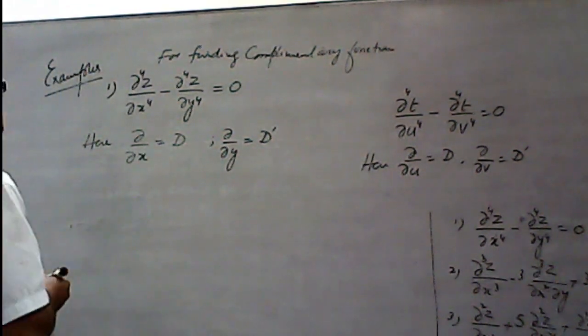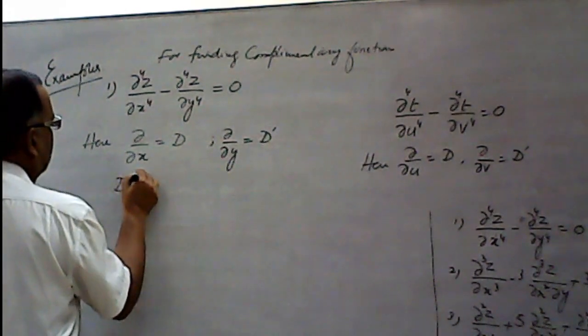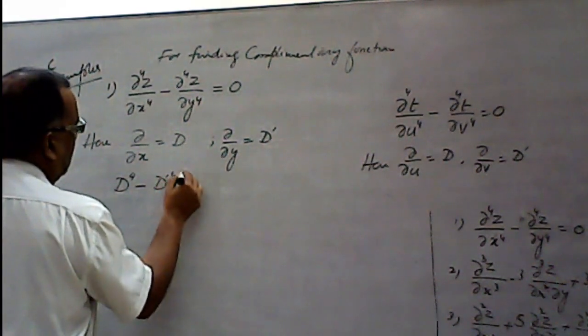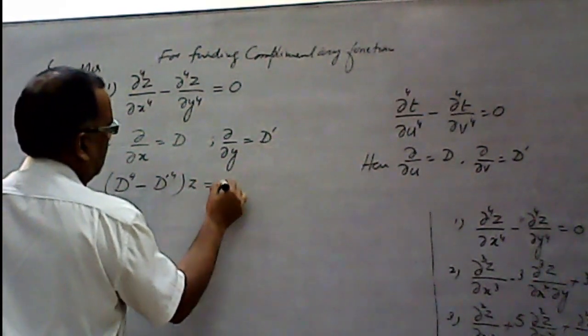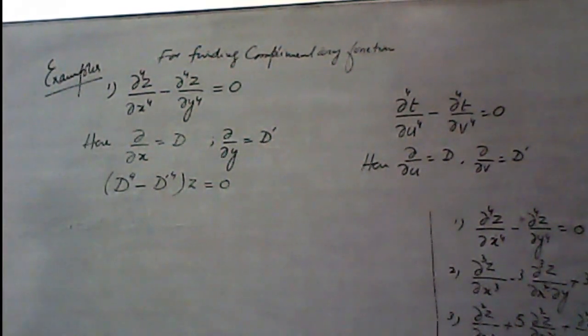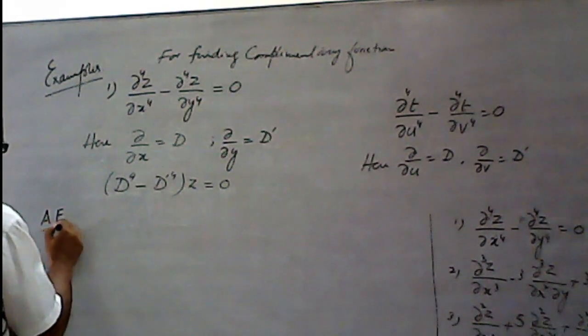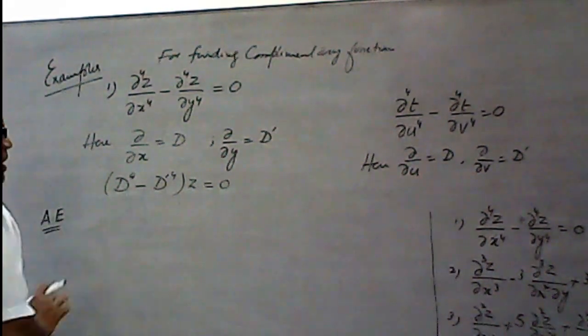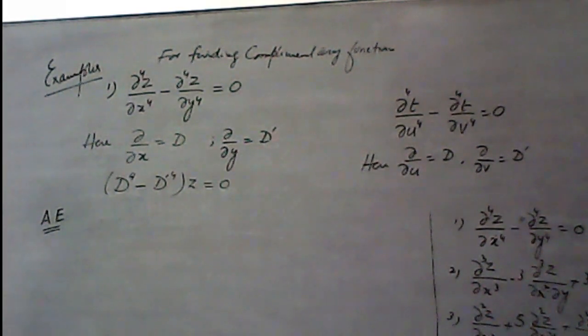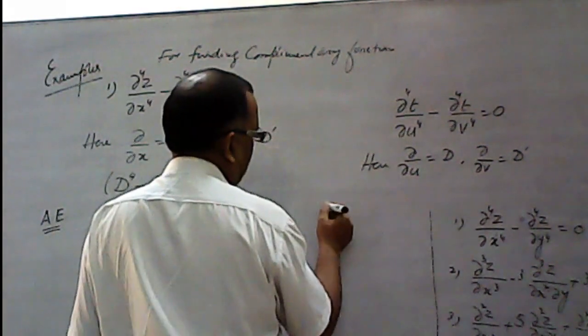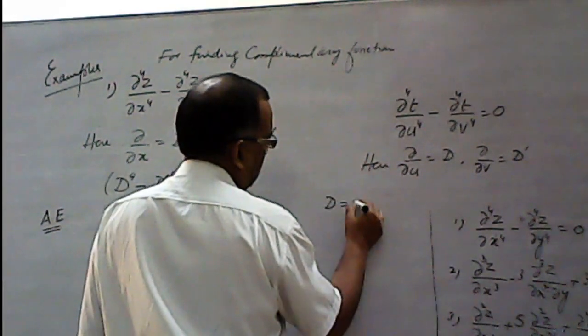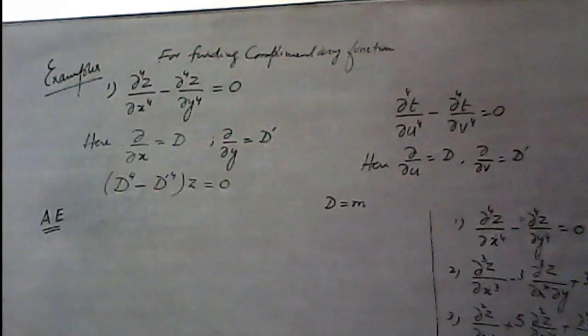So now we have the question in this form: D^4 minus D dash^4 z is equal to 0. We need to find the value of z here. Now, like we did in higher order ODE, here we need to write the auxiliary equation. If you remember, for making the auxiliary equation in higher order ODE, we substitute capital D as m, but here we do have a D dash as well.